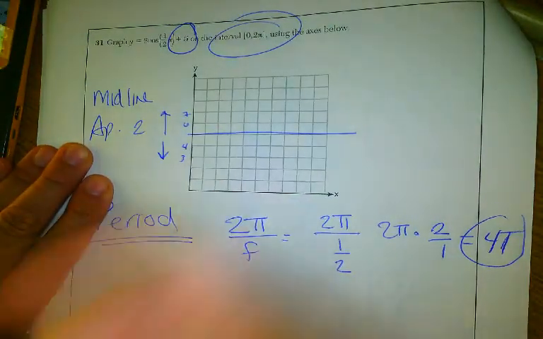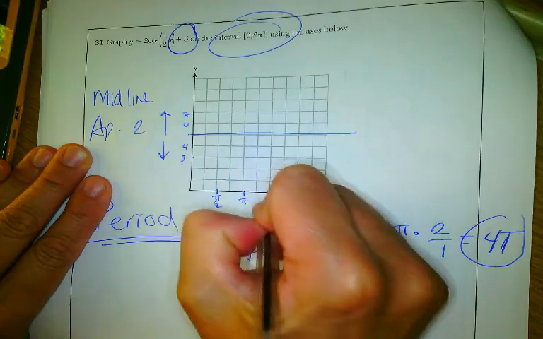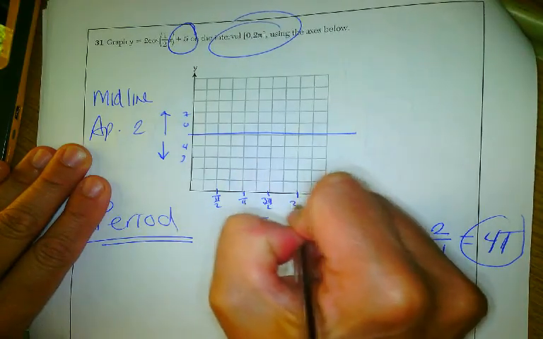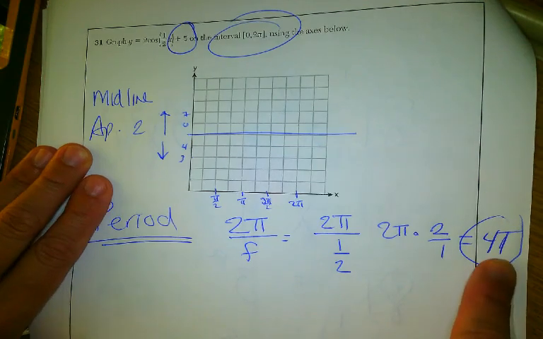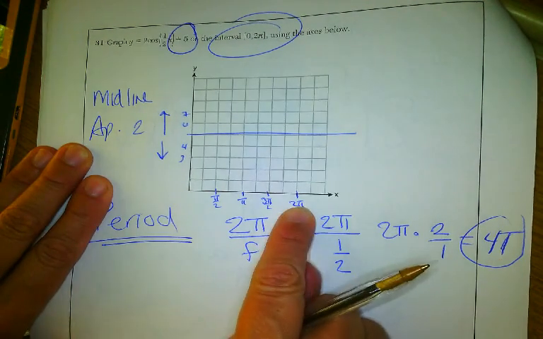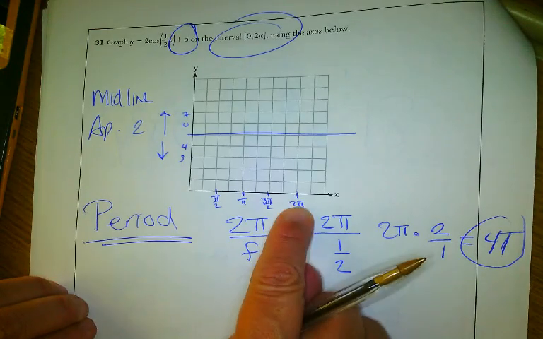However, this graph says I can only go out to 2 pi. So I'm going to make my pi over 2, my pi, my 3 pi over 2, my 2 pi. So I want you to be smart now. You don't see the whole graph to 4 pi, which means you're only going to see half the graph at 2 pi. Half the graph.